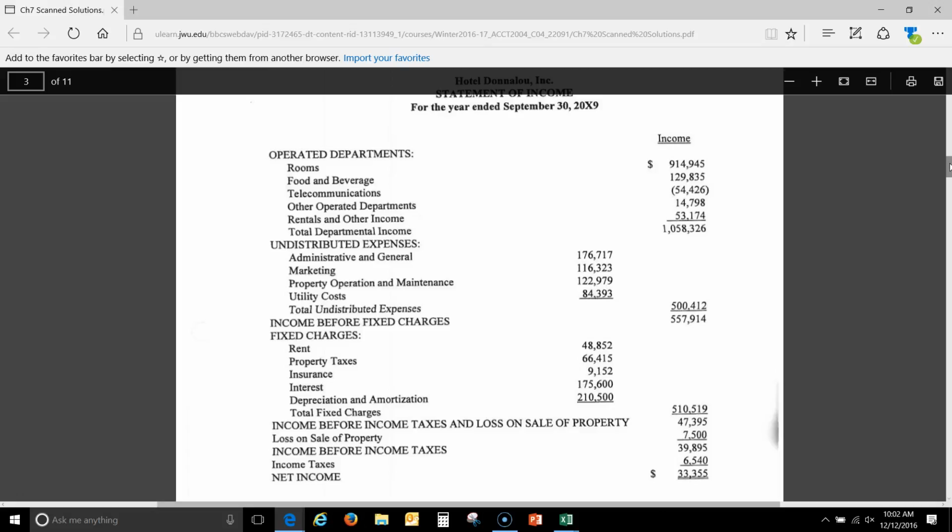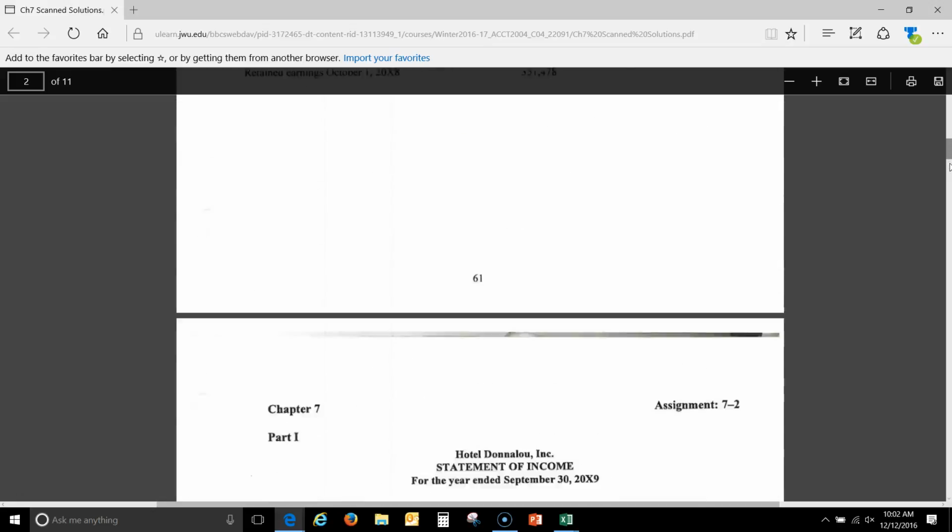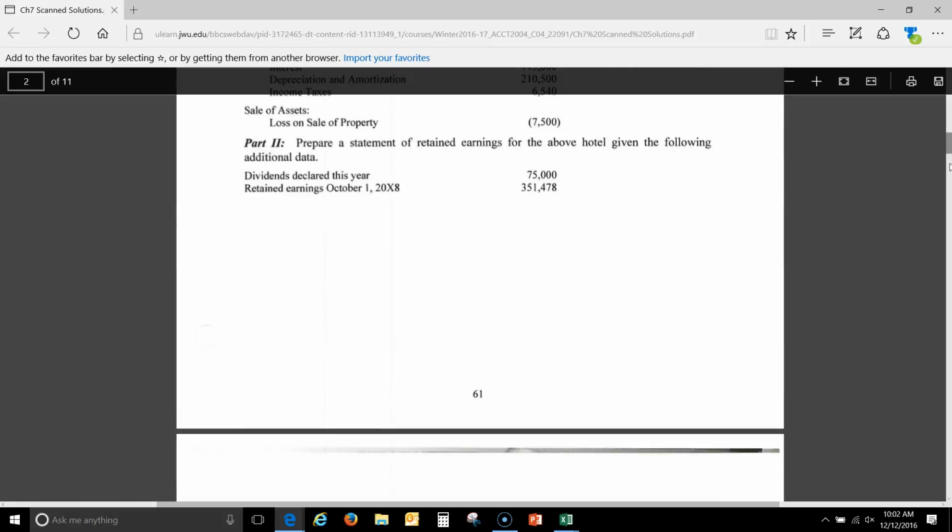okay? Then you're asked to put together a retained earnings statement, okay? So if we've got retained earnings, remember, now dates mean something. So we are at September 30th of 20X9. Down under part two, okay, we're given this additional information that we've got dividends declared for this year. Will we use that number for our retained earnings statement? Yes.